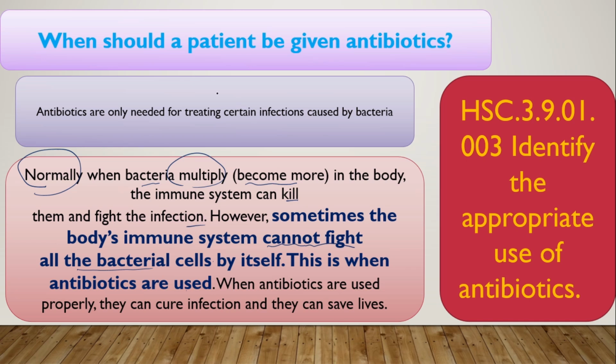تاني, when should a patient be given antibiotics? Antibiotics are only needed for treating certain infections caused by bacteria. Normally, when bacteria multiply, لما البكتيريا بتتضاعف الجهاز المناعي بتاعنا بيتعرف عليها وبيقتلها. بس في بعض الأحيان الجهاز المناعي ما بيقدرش إن هو يدافع عن هذه البكتيريا بنفسه. فبالوقت ده يجب علينا إن إحنا نعطي للمريض antibiotics. This is when antibiotics are used وفي الوقت ده نستخدم المضادات الحيوية.